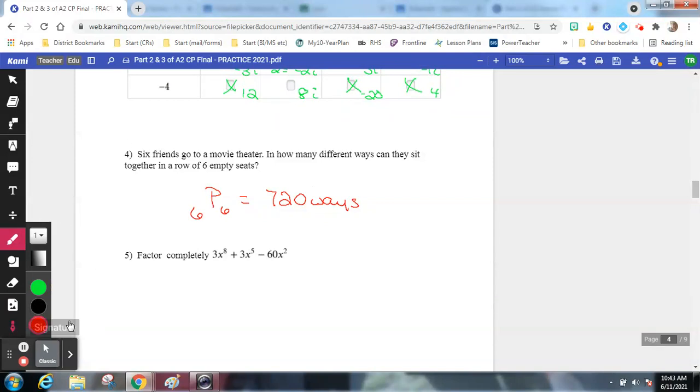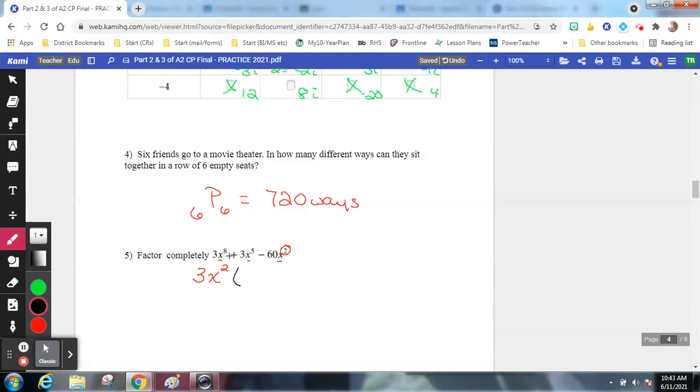All right, and our last problem says factor completely. So first thing you want to do is look for a GCF. 3x to the 8th plus 3x to the 5th minus 60x squared. Well, they all are divisible by 3. They all have an x, and x squared is the smallest one. So I'm going to take that out.